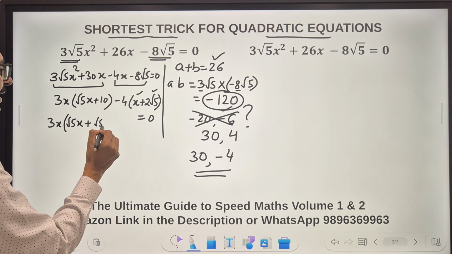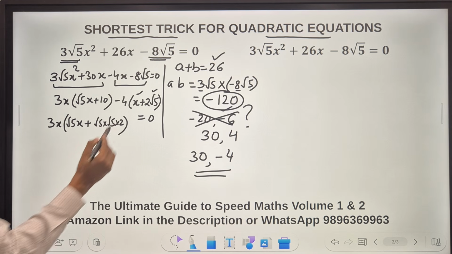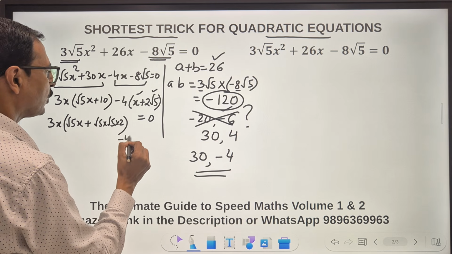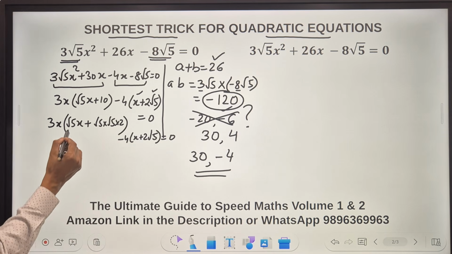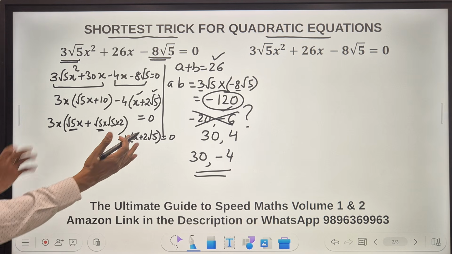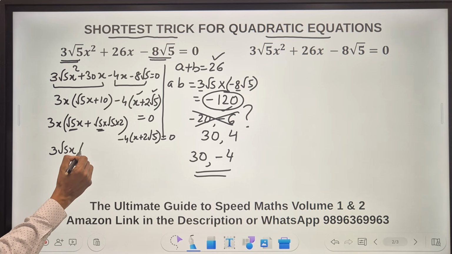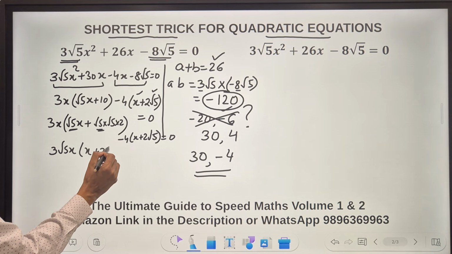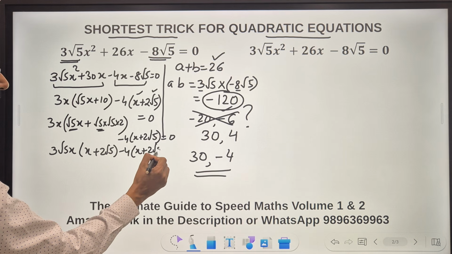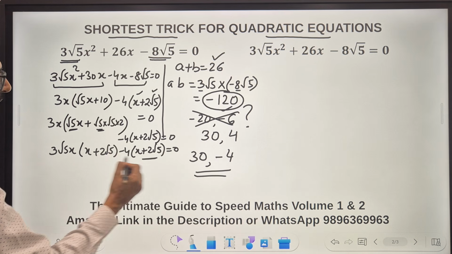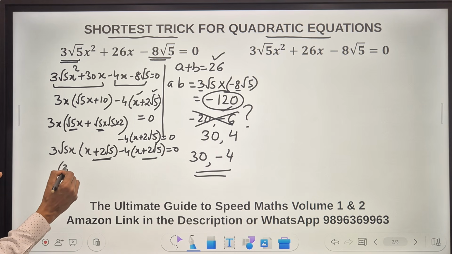That is root 5 times root 5 times 2. Now this is the important step, and the remaining part, minus 4x plus 2 root 5 equal to 0, doesn't change. Now this hidden factor root 5 comes out, giving me 3 root 5x outside the bracket and x plus 2 root 5 inside the bracket, which actually becomes comfortable for me because the two brackets now are same. And once you get the same bracket, you know the process.